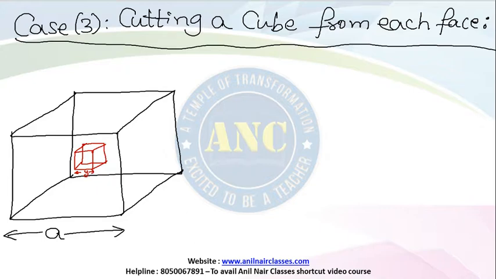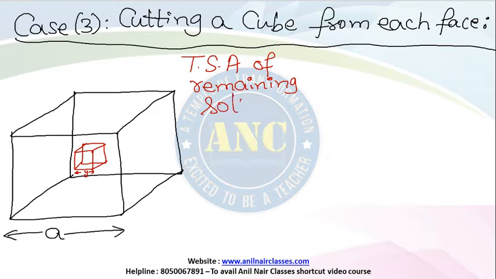First of all, how many faces will be there for a cube? There will be a total of 6 faces. Now I am cutting a small cube of side y from each of the faces. I am interested in finding the total surface area of the remaining solid. Now we already know that the total surface area of the bigger cube is nothing but 6a square plus something else. What is that something else? We will visualize it right now. Now think logically, sir. From each of the 6 faces, I want to cut a small cube of side y.